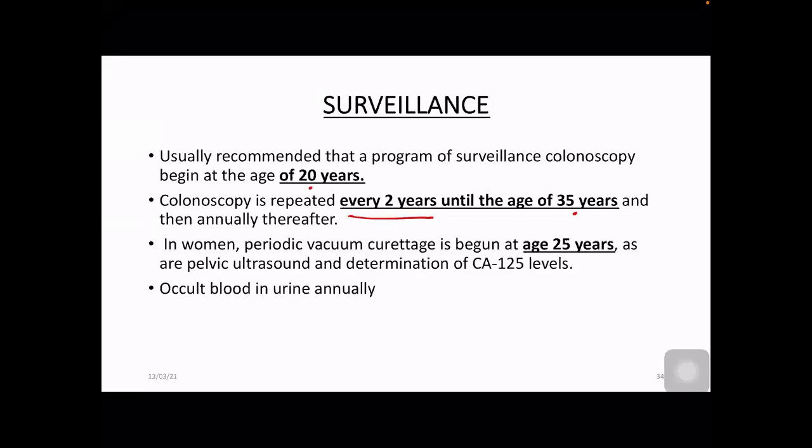Along with that, since the patient will also have an endometrial carcinoma risk, also start doing periodic vacuum curettage at age 25 years, along with pelvic ultrasound, and also do CA-125 levels to look for any ovarian carcinoma. Also, since there is a high risk of cancer in the renal pelvis and the ureter, look for occult blood in urine annually. So these are the surveillance measures which you have to do for HNPCC patients.